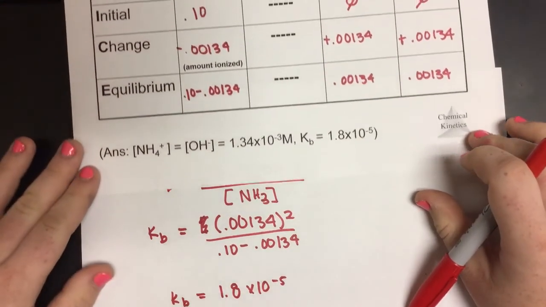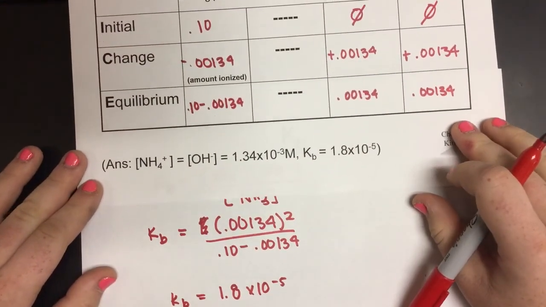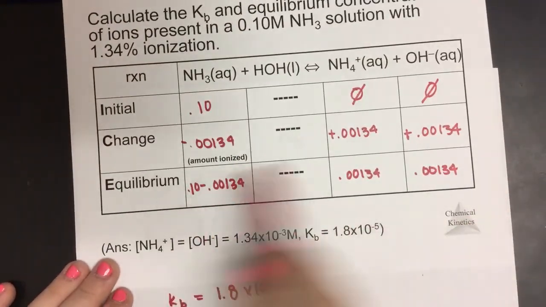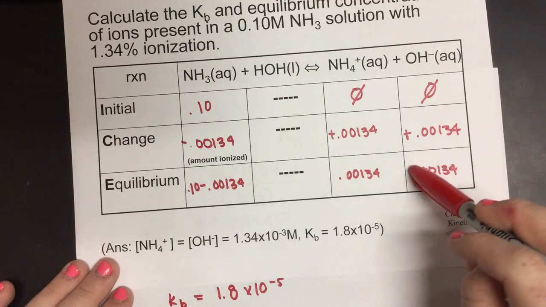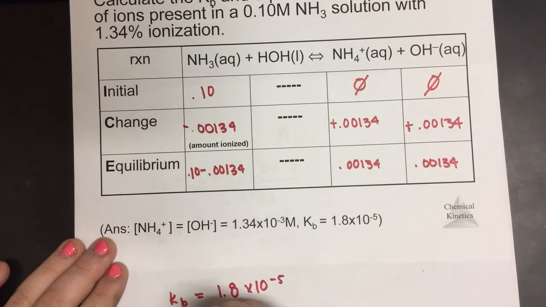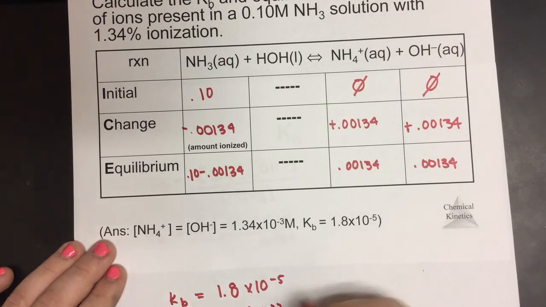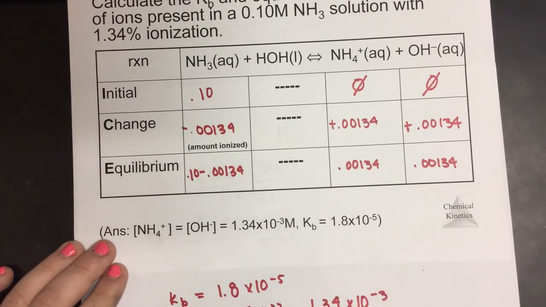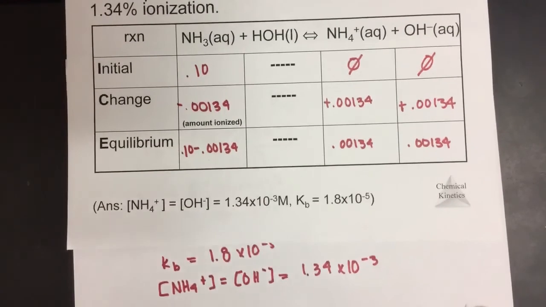And then also the problem had asked you to solve for the equilibrium concentration of ions, and you did that by calculating the change, and those two answers will be right there. And so the concentration of NH4 plus equals the concentration of OH minus, because again, they're equal because of the stoichiometric coefficients, and those are both going to equal 1.34 times 10 to the negative third.